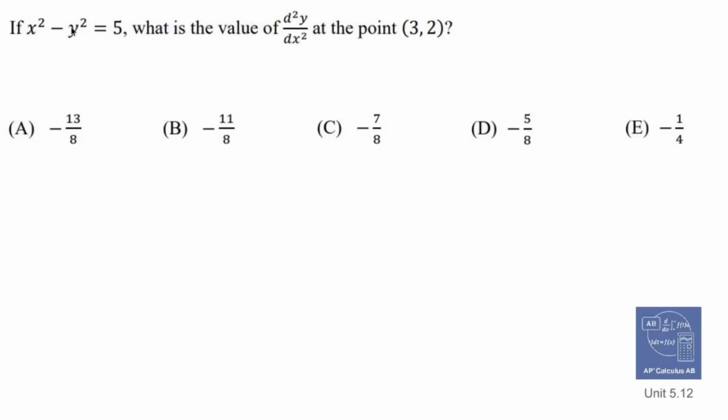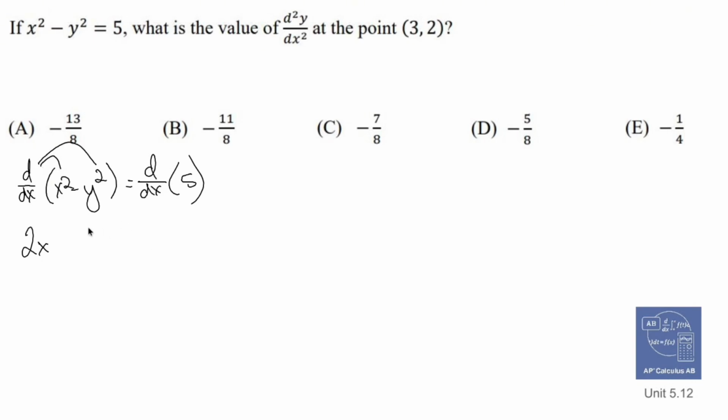If x squared minus y squared equals 5, what is the value of the second derivative at the point (3, 2)? Oh, so much to do. So let's take the first derivative. The d/dx of x squared minus y squared equals the d/dx of 5. The derivative of x squared with respect to x is just 2x, easy peasy. The derivative of negative y squared with respect to x is going to be negative 2y, but attach your dy/dx. The derivative of 5, nothing.